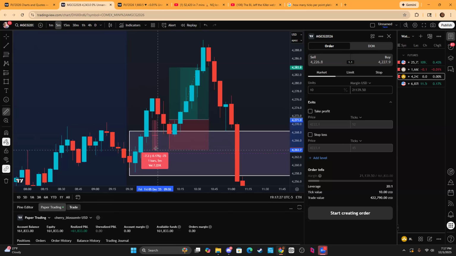Now notice we don't have any EMAs on here, right? So we're not really worrying about the EMAs in this strategy as of yet. This is where you would have made money on the retracement of the ORB, bouncing off the ORB, and it shot up, and you would have made a good amount of money.